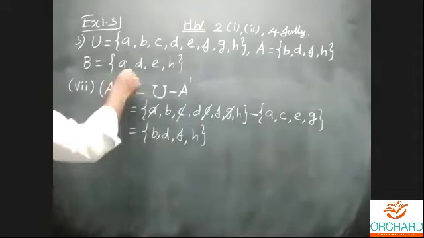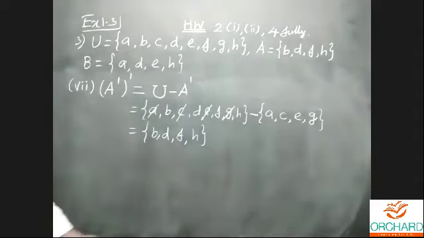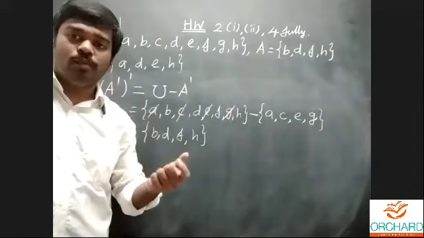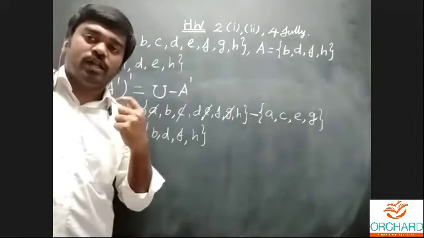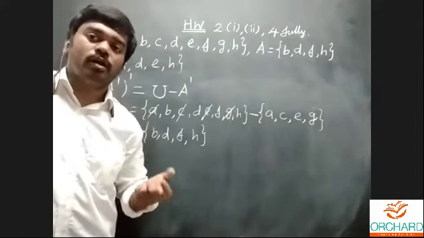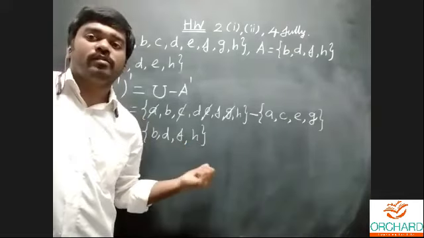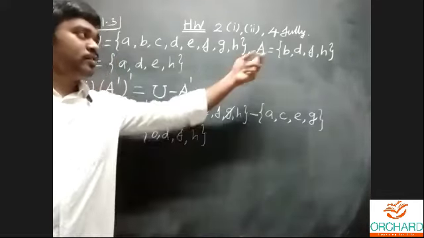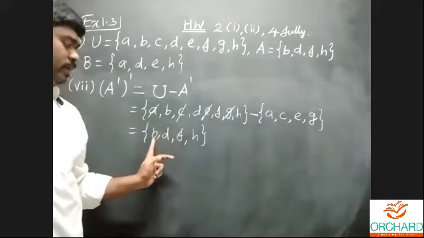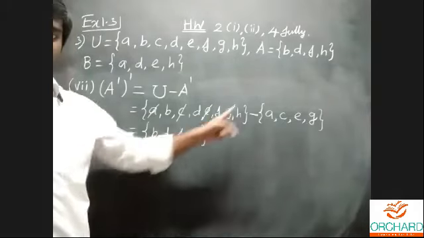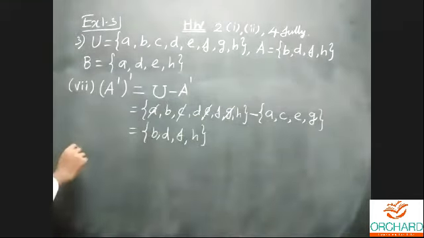Actually, A dash whole dash means the complement of the complement of set A, whose complement is the same set. First we identify the complement, next we identify the complement of the complement. That is your same set A. Therefore, the answer is B, D, F, H. That is your set A. This is the idea for the 7th problem.